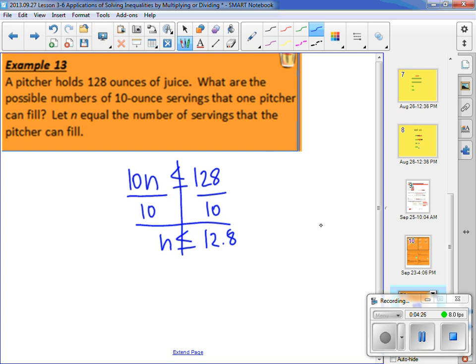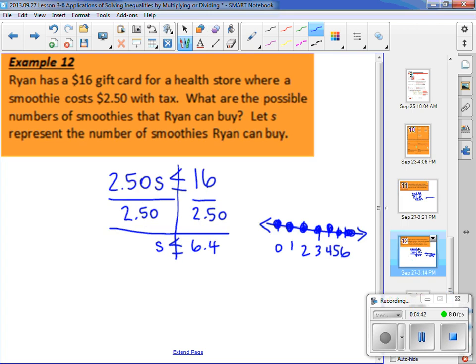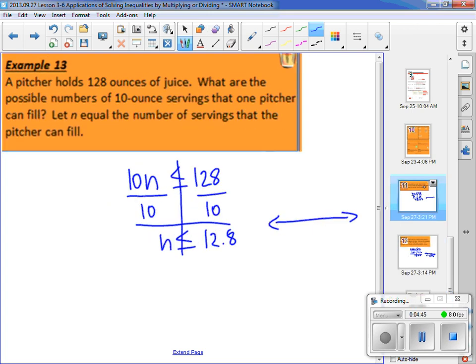So when I make my graph, it's a word problem, so I have to think about decimals and negatives. Can I have a decimal part of a serving? I think you could. I think it's difficult because on the last one we said no, you can't have part of a smoothie. But on this one, if I'm at my house and I run out of juice, I could just pour the rest of it out, and that's a fractional part of it. So I think you could have decimals here.